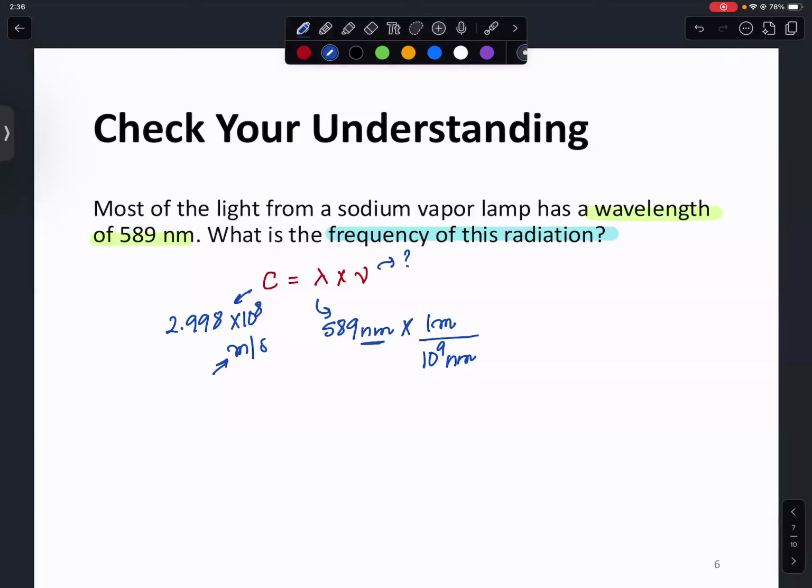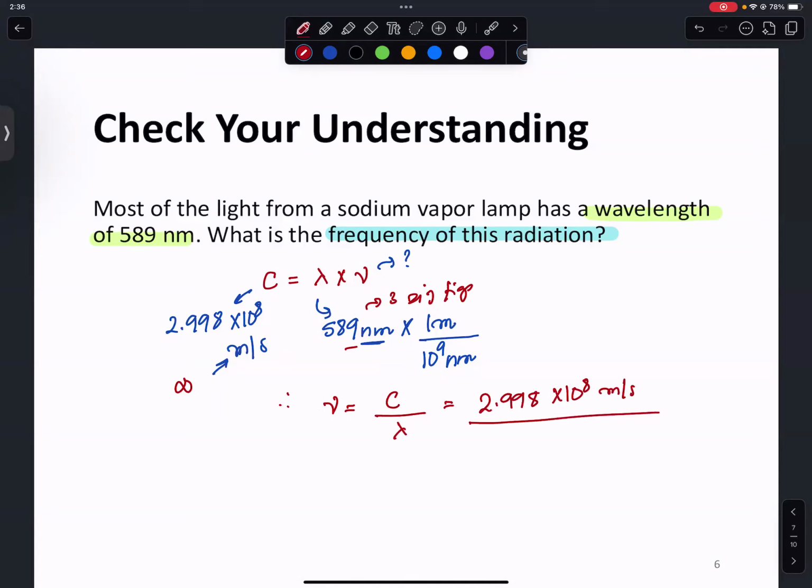And this is what is left for me to find. The speed of light has infinite sig figs, and the wavelength has 3 sig figs, so my answer should be 3 sig figs. Therefore, I can say that frequency equals c over lambda, which is 2.998 times 10 to the 8th meters per second divided by the wavelength, which is the 589 nanometers times 1 meter over 10 to the 9th nanometers.